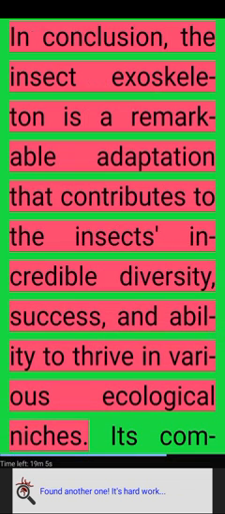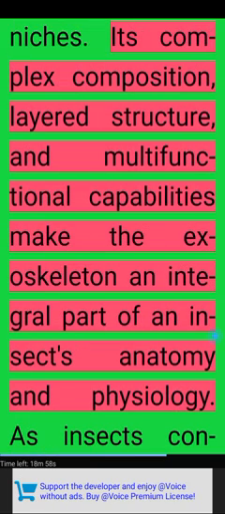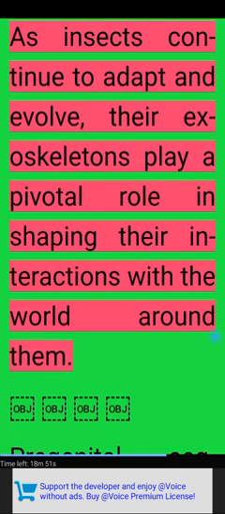In conclusion, the insect exoskeleton is a remarkable adaptation that contributes to the insect's incredible diversity, success, and ability to thrive in various ecological niches. Its complex composition, layered structure, and multifunctional capabilities make the exoskeleton an integral part of an insect's anatomy and physiology. As insects continue to adapt and evolve, their exoskeletons play a pivotal role in shaping their interactions with the world around them.